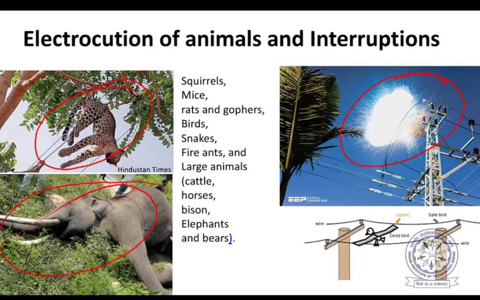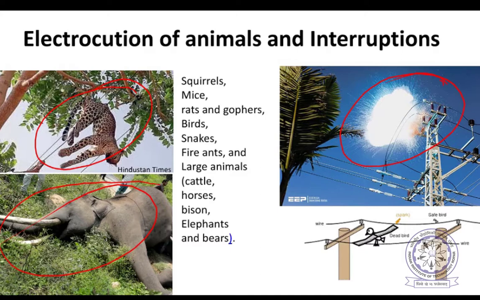So this causes interruption. Actually, major faults at the distribution level and the medium voltage level are due to these reasons only. And then the problem is to identify the location, reach the location, and clear the fault. All this will take 3-4 hours. It's a big problem. You might have observed in local towns how many times the interruption takes place. It's all due to these reasons only.